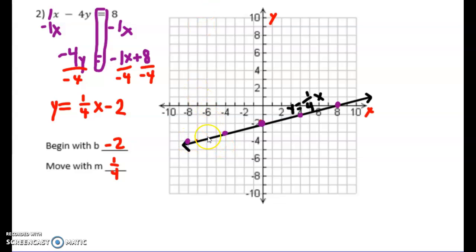So again, straight edge. There we go. Get your straight edge on there. Get your arrows on there, please. And your equation. I lost part of my equation. 1/4 x minus 2, it should say.